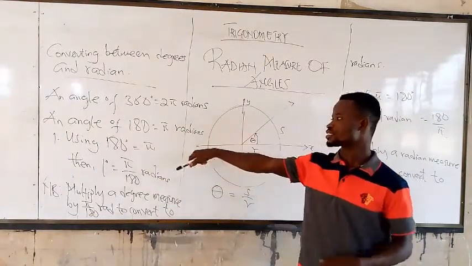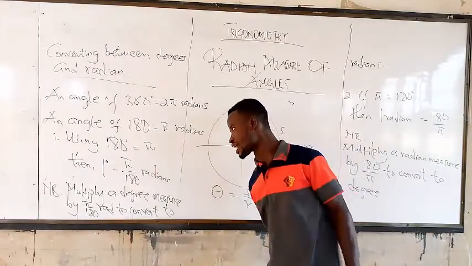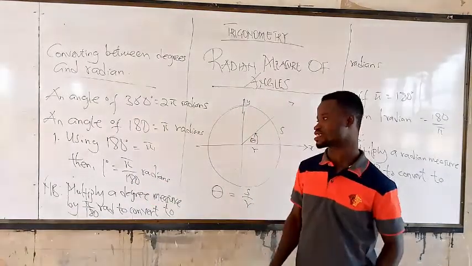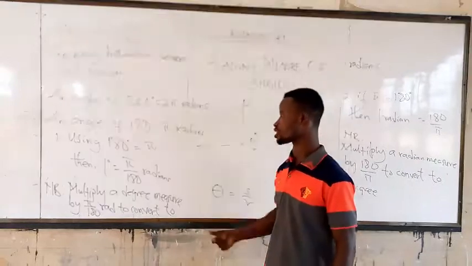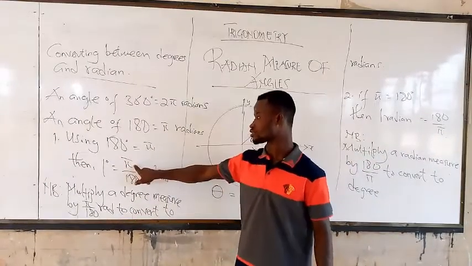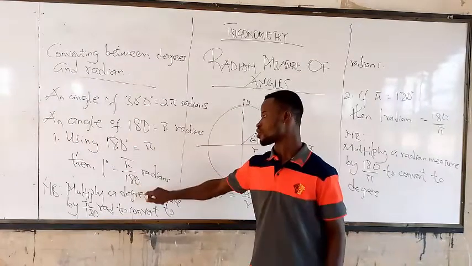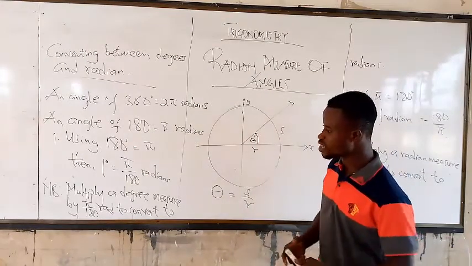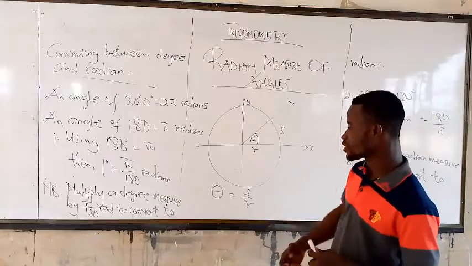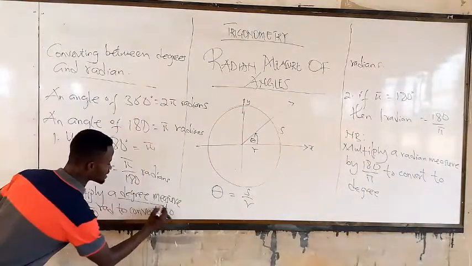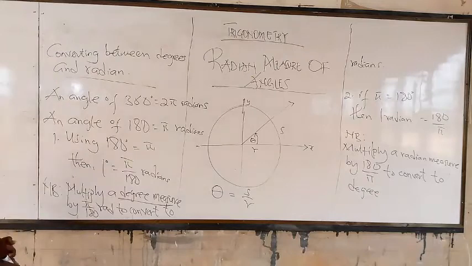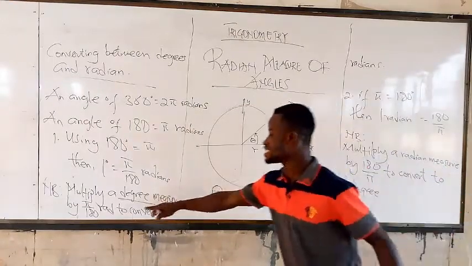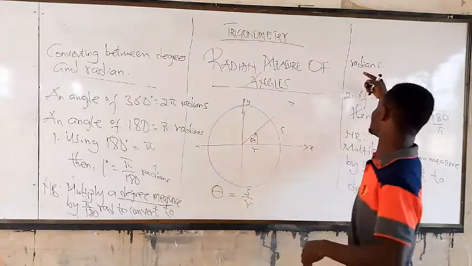So using 180 degrees equals pi, 1 degree is going to be equal to pi over 180 radians. Take note: multiply a degree measure by pi over 180 to convert to radians.